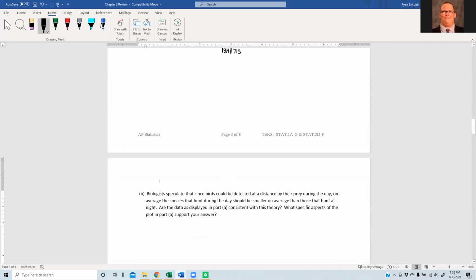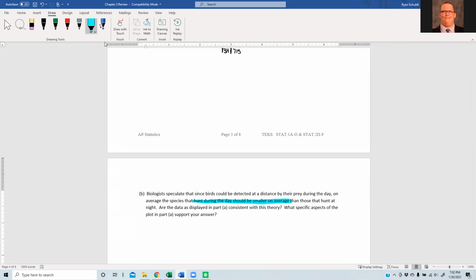Now B says that biologists speculate that since birds could be detected at a distance by their prey during the day, on average, the species that hunt during the day should be smaller on average than those that hunt at night. Are the data displayed in part A consistent with this theory? Okay, so let's see, what's it saying? It's saying that the species that hunt during the day should be smaller on average.